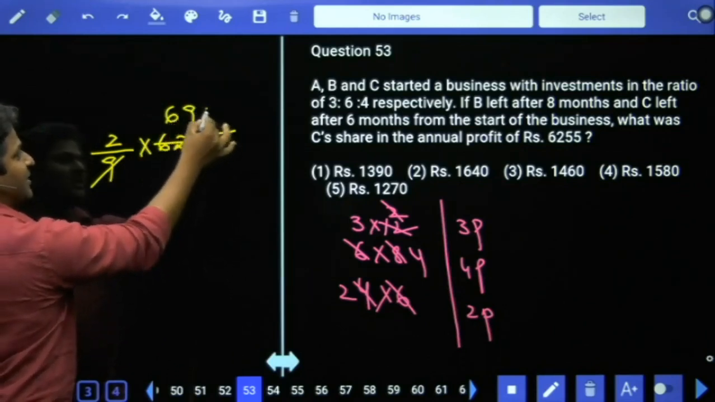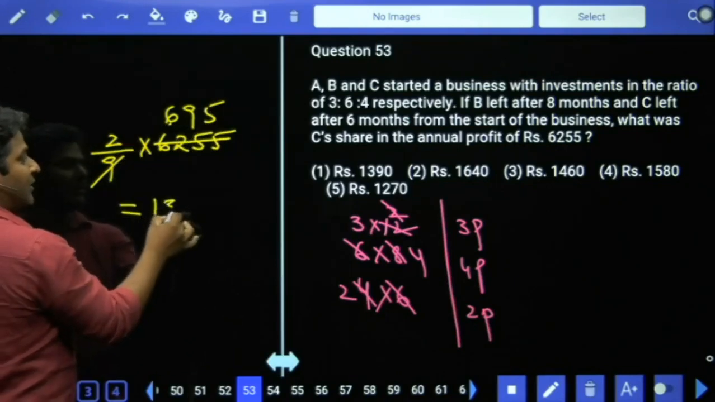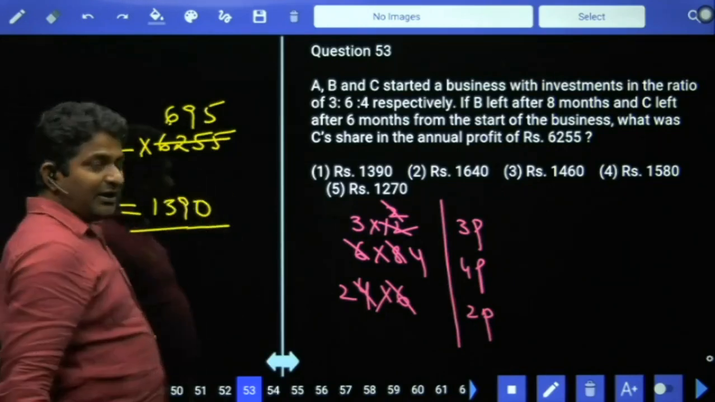85.9 times and then 5.695 2 times, that is equal to 1390. 1390, first option, answer.